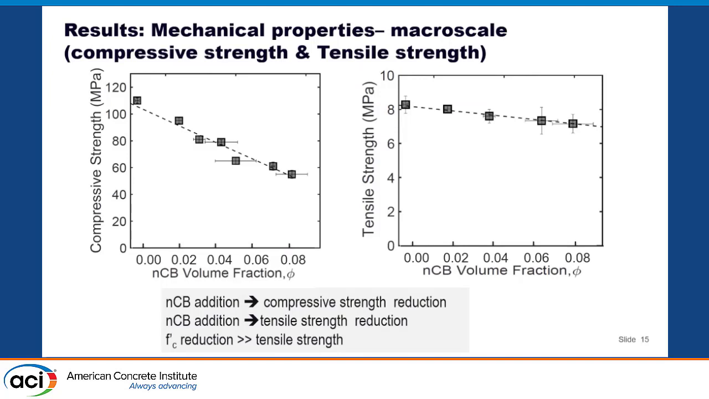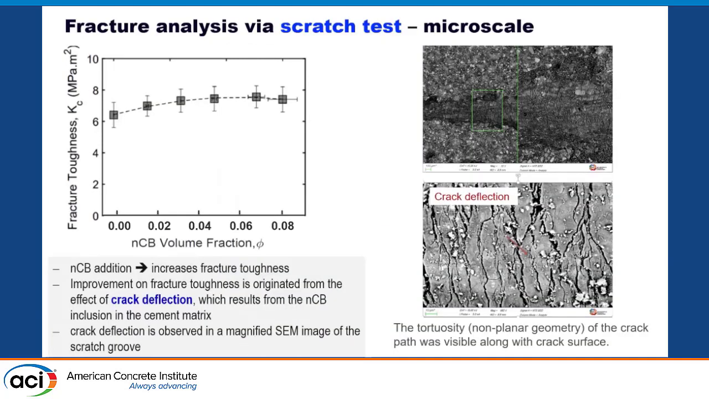Here I will present just one part: the impact of adding nano carbon black as a replacement of silica fume on the macromechanical characterization for the water-binder ratio of 0.25. We observed that the addition of nano carbon black led to a big reduction in the compressive strength, but only a slight reduction in the tensile strength. The reduction in compressive strength is large compared to the reduction in tensile strength.